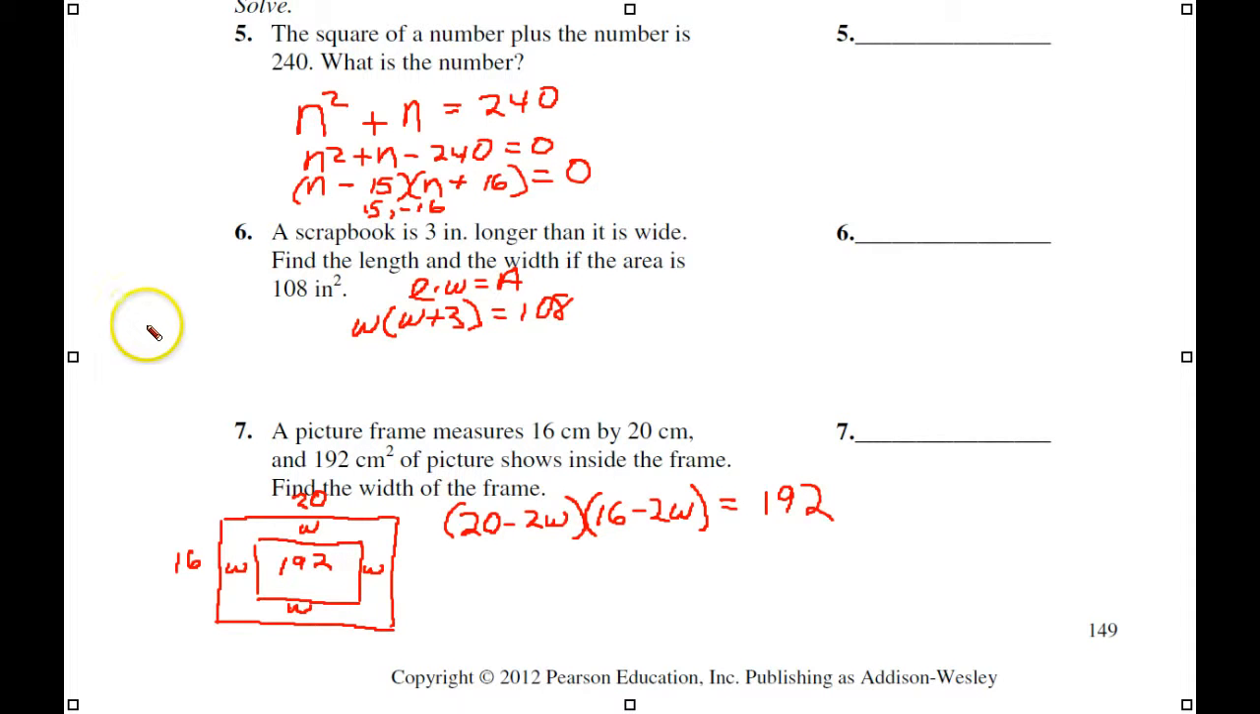Here, a scrapbook and a picture probably would have been useful for this too. It has a width, and the length is 3 units longer than its width. So we then say width times length is this, and then you will distribute here. Transpose this over, and then factor it.